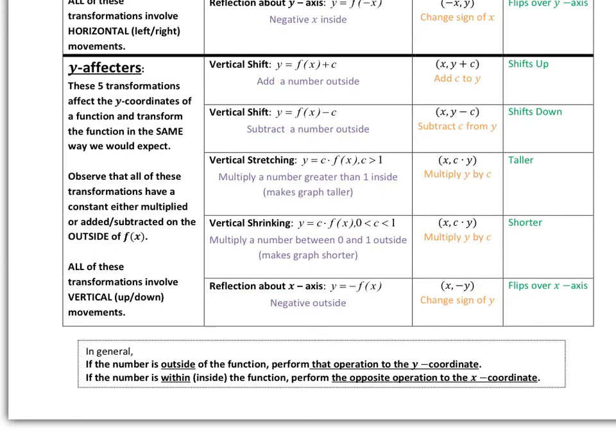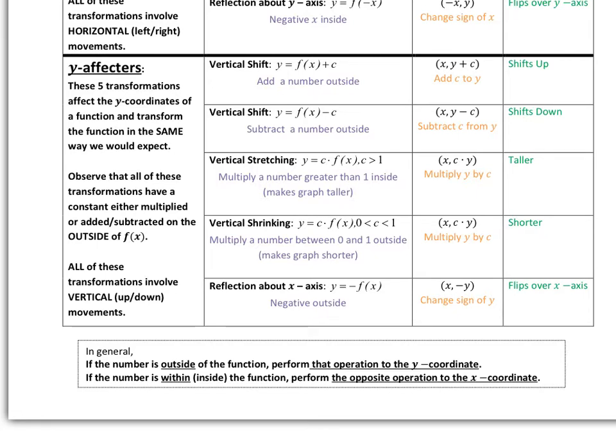So the next grouping would be our y-effectors. This would be any vertical changes that we would have: vertical shifts, vertical stretching and shrinking, or a reflection about the x-axis. For these ones, we're going to be changing our y values. That's why we're calling them our y-effectors. The good thing here is that you're actually going to do that operation to y.